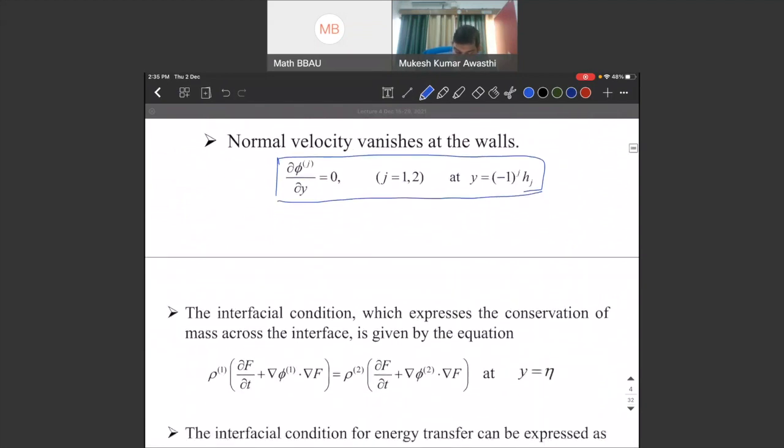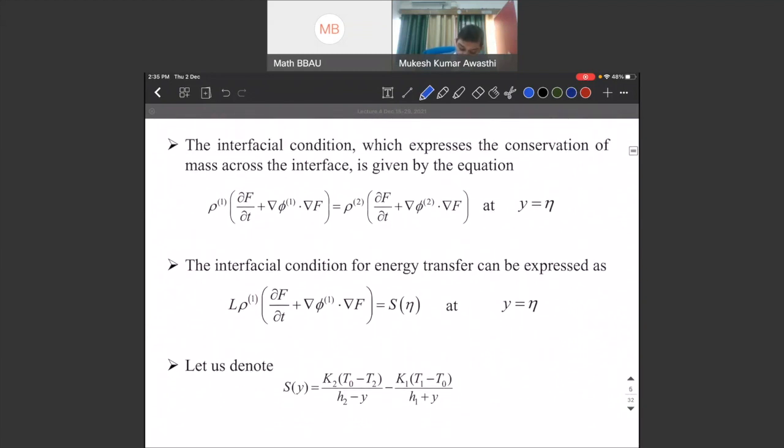Now we will take the mass transfer condition at the interface, as we have stated in lecture 3 how we can derive the mass transfer condition. This mass transfer condition states that the mass transferred from one phase is equal to the mass transferred from the other phase. Actually, we are not taking any source or sink at the interface. Therefore, the mass transfer from phase 1 to 2 is equal to the mass transfer from phase 2 to 1.